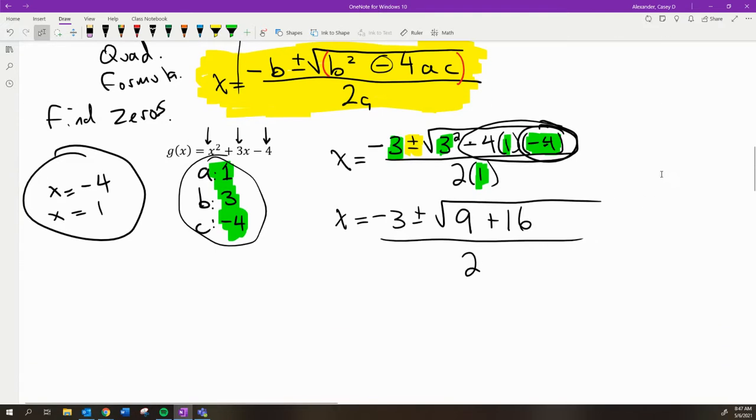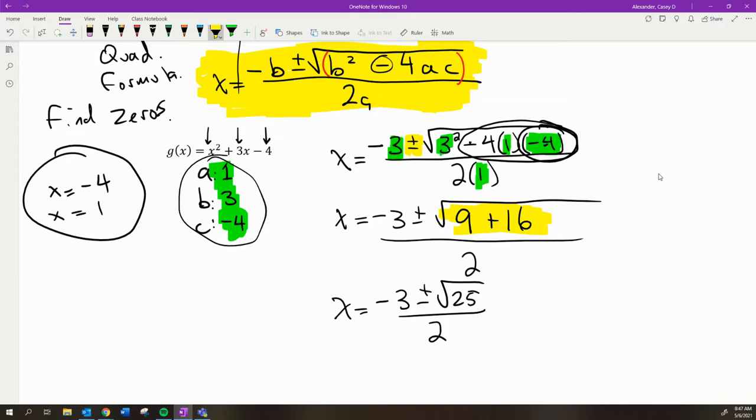So now I just keep solving. 9 plus 16 is easy enough. That's 25. And hey, I know the square root of 25. Do you know the square root of 25? So all I did on that step was I did the addition of the bit that's under the radical symbol, because again, that radical symbol is treated like parentheses when you're doing PEMDAS.